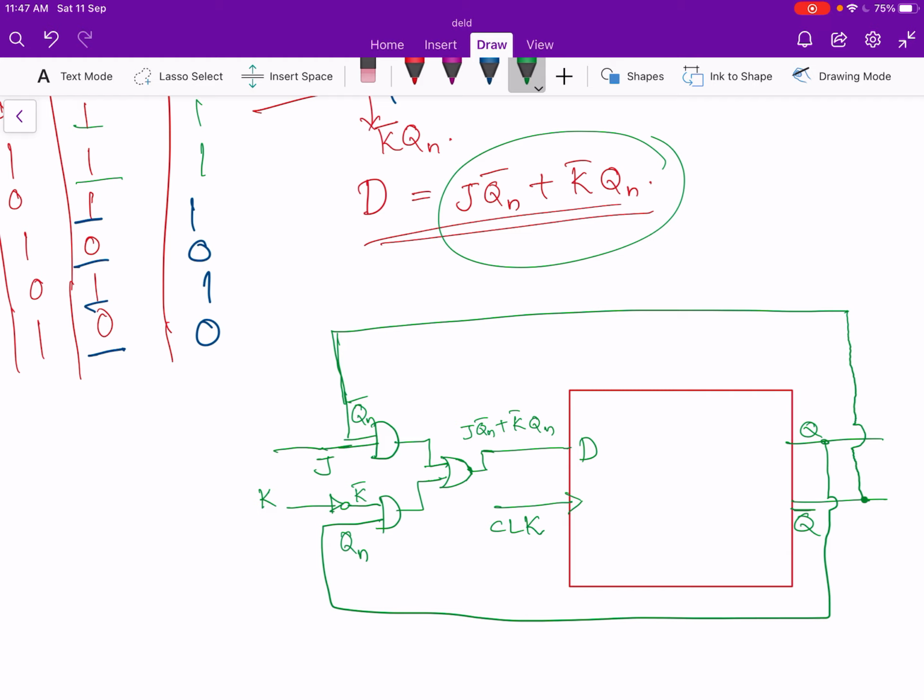So now our inputs are J and K and the clock pulse, and the outputs are Q and Q bar. So we have realized the JK flip-flop using D flip-flop.